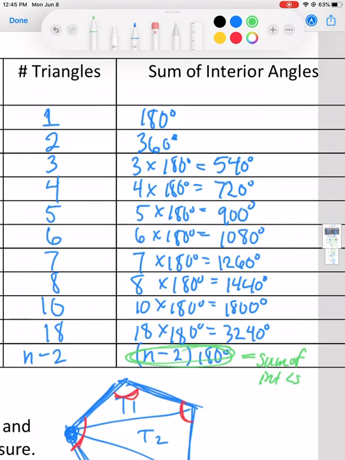And then sometimes they'll give you the sum and you need to find out the number of sides. So the sum of all interior angles is equal to something. You set it equal to this formula, n minus 2 times 180, and then solve it for n. So there's a clue on some homework problems.